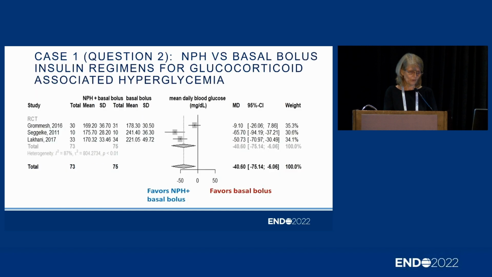What we found with looking at this data is that there was wide variability in how and when NPH was dosed. There was wide variability in the doses of glucocorticoid used. So even though on this forest plot you're seeing that the mean daily blood glucose was about 40 milligrams per deciliter in the NPH-based group, compared to the basal bolus insulin group, the quality of the evidence was in fact low, and so we made this a conditional recommendation for either the intervention or the comparator.